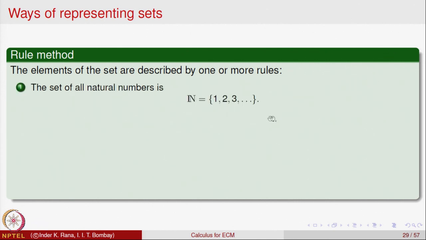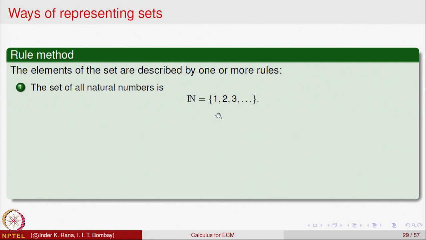For example, the set of all natural numbers. So, one way is I write N. By the way, this is the symbol we will be using throughout our course for the set of natural numbers. This is N with an additional line on the side. So, this is called script N.